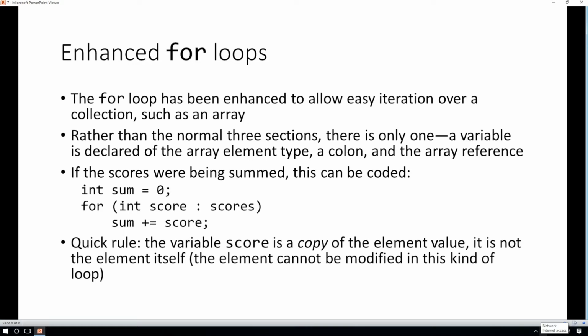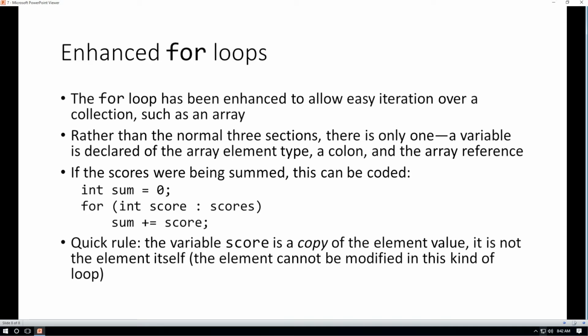The for loop has been enhanced to handle containers. Arrays are a type of container, so we can use the enhanced for loop to iterate over the values of the elements in the array. For example, summing is done by this example code. We assign the value 0 to sum, and we say for int score : scores. Read that as for score in scores, sum plus assigned score.